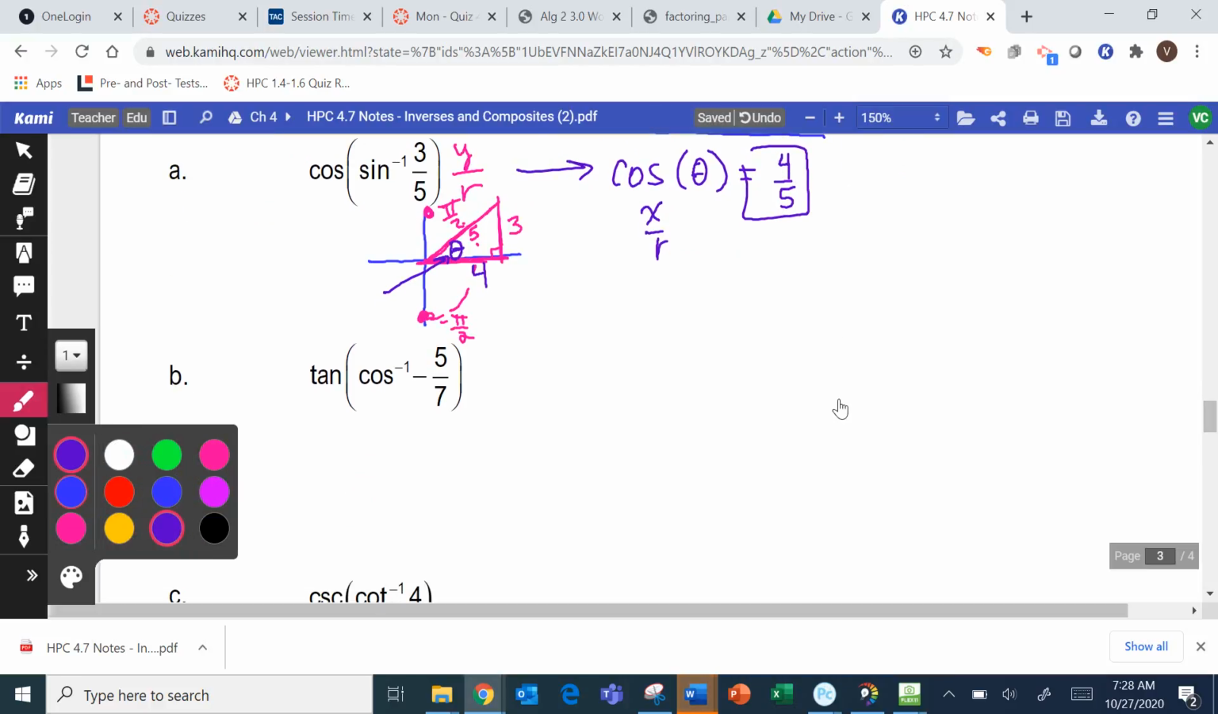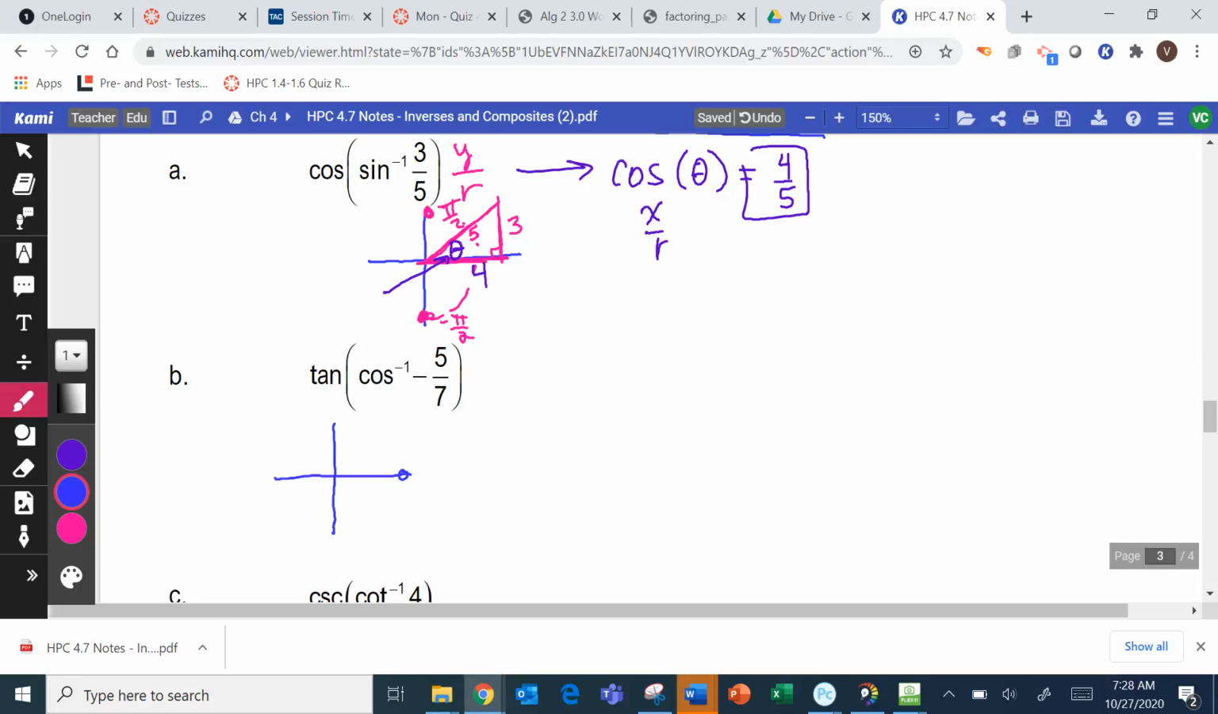Example B, inverse cosine negative 5/7. So if it's negative, cosine goes from 0 to pi. If it's negative, it's going to be in the second quadrant. And r can never be negative, so that means that the x has to be negative. And we have to find the theta. Well, here it is. So now we're just doing tangent at that same theta.